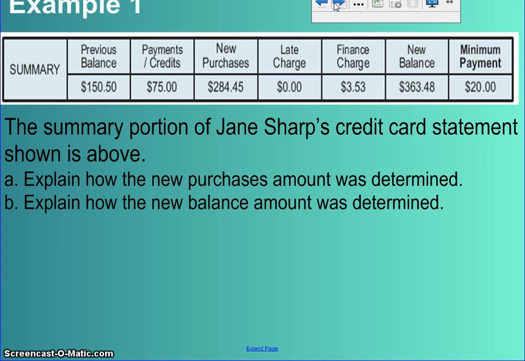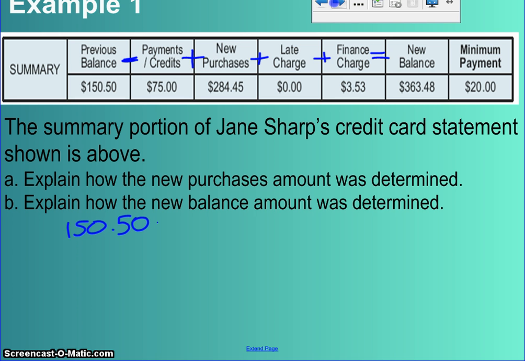But as far as how to get the new account balance, it's a little bit more involved. What you're going to do is you're going to take your previous balance, and I'm going to use just mathematical forms up here rather than rewriting it, because the typing looks much better than my writing. You're going to take the previous balance. You're going to subtract any payments or credits. You're going to add new purchases. You're going to add any late charge if there is any, and add any finance charge, and it's going to equal your new balance.